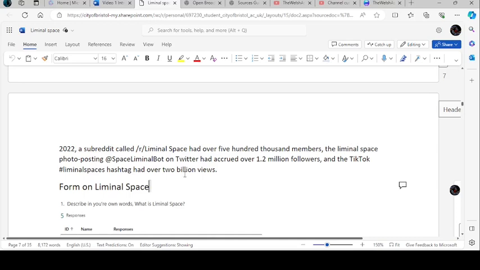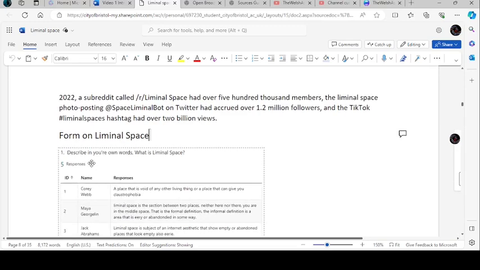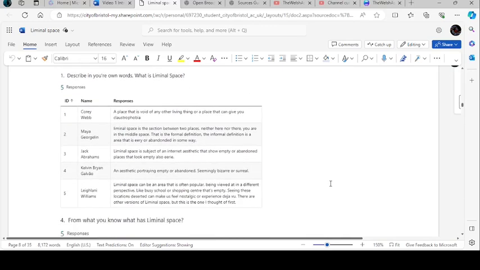We are now heading on to my form on liminal space. I had sent out a doc form and I had my classmates respond. So, number 1. Describe in your own words what is liminal space. Someone said a place that is a void of any other living thing, or a place that can give you claustrophobia.